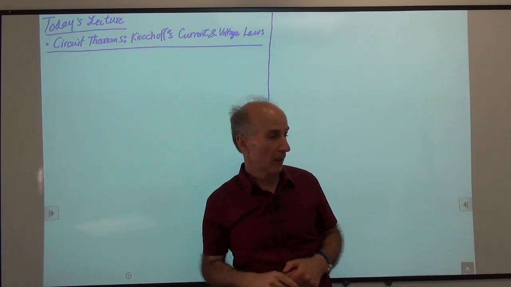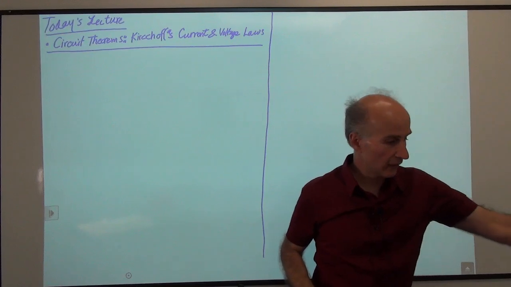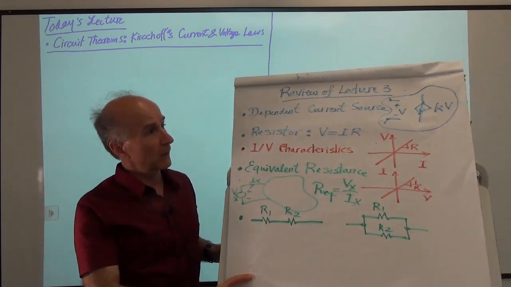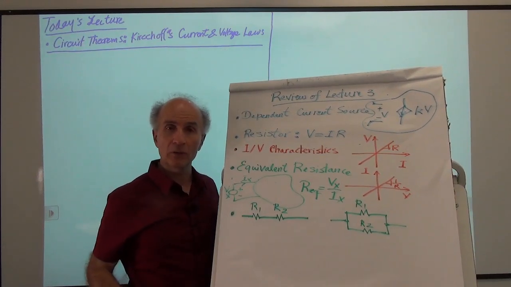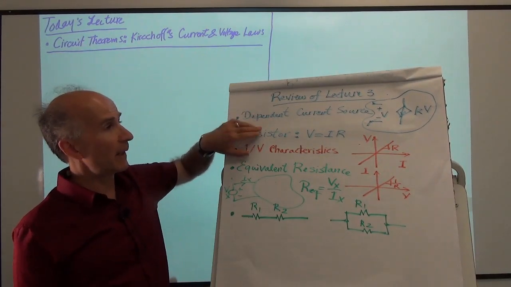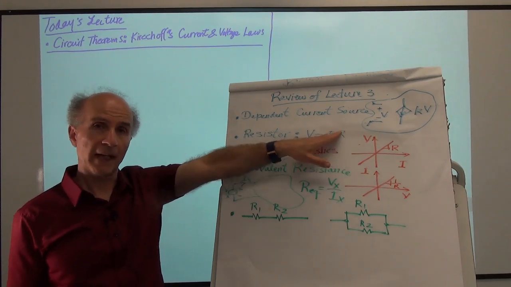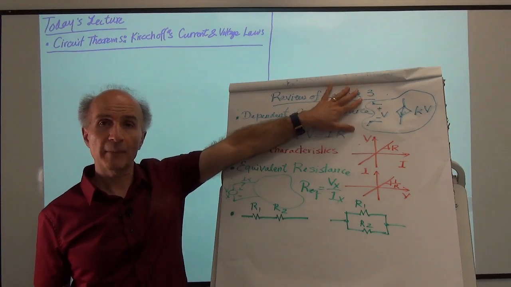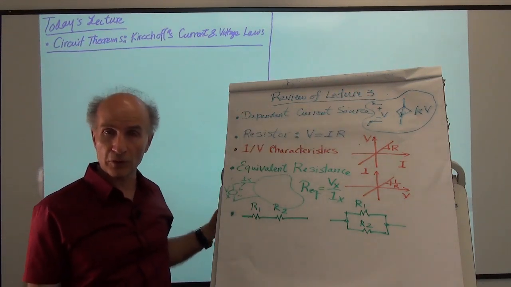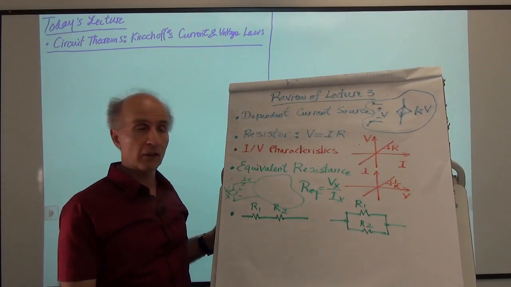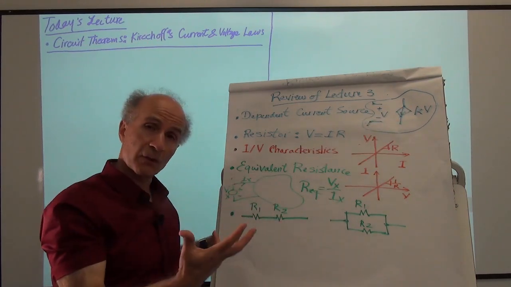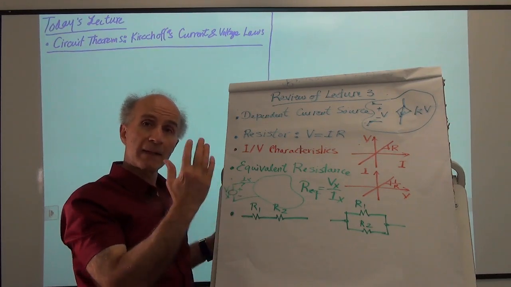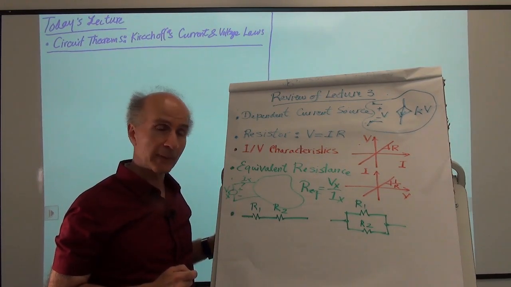But before we go there, let's take a look at what we covered last time in lecture number 3. We saw that we had a few more devices to talk about. So we talked about the dependent current source, and we said that it's just a current source whose value depends on some other parameter somewhere else. It could be a voltage or a current, and this current source acts as a current source. It wants to push its own current into the circuit, but it imitates another quantity somewhere else.